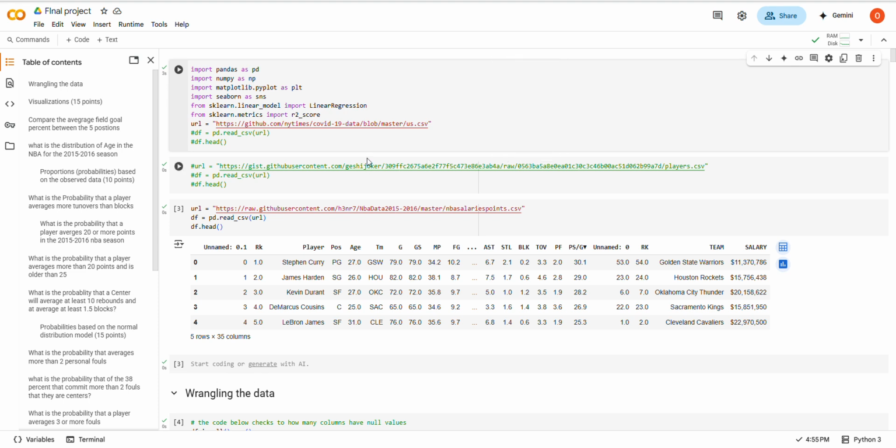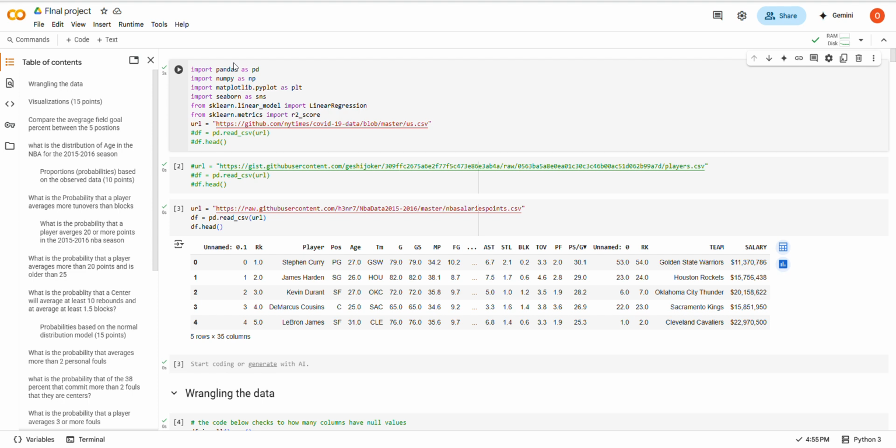So the first cell that we have is just me importing the necessary stuff in order to do the data analysis. We're importing the pandas library, NumPy, Matplotlib, and Seaborn, all that good stuff right there.